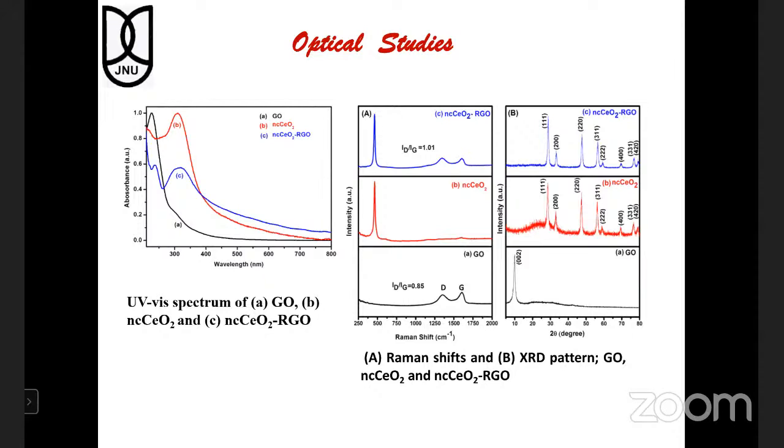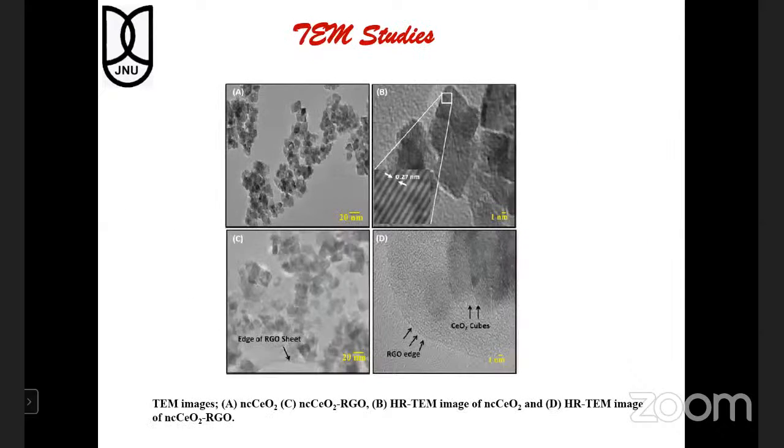XRD also shows peaks corresponding to GO, RGO, and the cerium oxide nanoparticles. And you can see the cubic structure of the cerium oxide nanoparticles confirmed from the TEM. In figure D, you can see the RGO sheet present on the cerium oxide nanocubes, which is the interface formation between the RGO and the cerium oxide cubes. The crystallinity of these nanomaterials is visible in the TEM study.